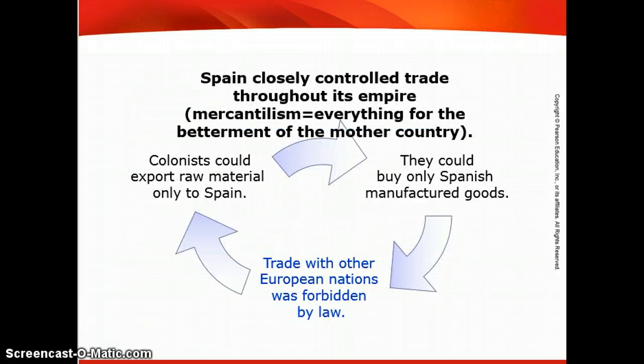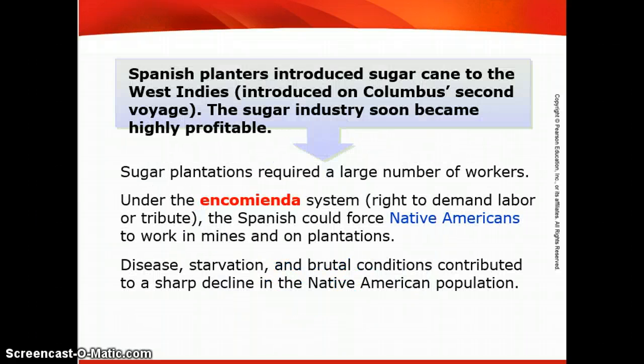Spain closely controlled trade throughout its empire. Economic policy will be mercantilism, meaning everything for the betterment of the mother country. The colonies were not allowed to make their own products and sell them themselves. Colonists could export raw material only to Spain. They couldn't use this raw material to make anything themselves. They could buy only Spanish manufactured goods, and trade with other European nations was forbidden by law. So mercantilism, everything for the betterment of the mother country.